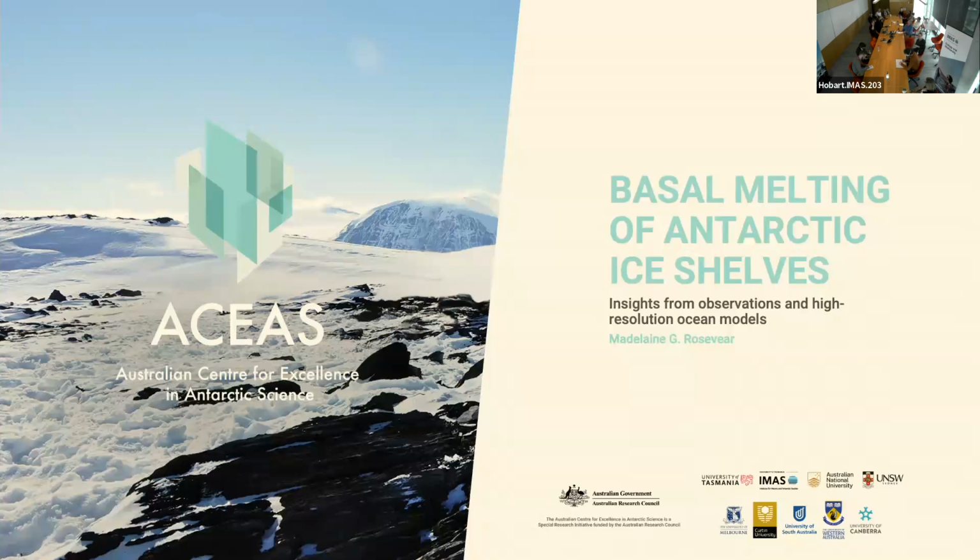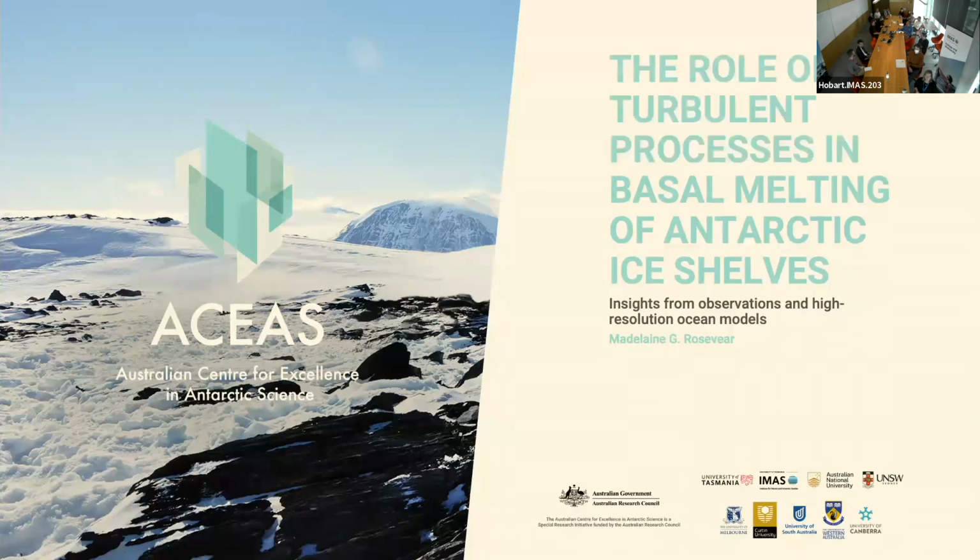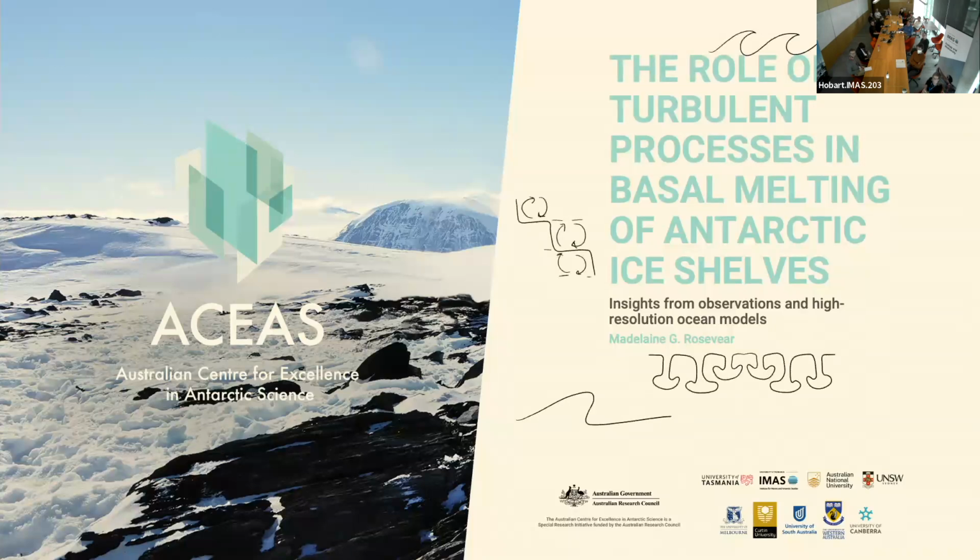So today I'm going to be talking about basal melting of Antarctic ice shelves. So this is sort of an ocean-driven process. So I'm going to start by showing you what makes the ocean beneath an ice shelf interesting and unique, and then I'm going to cover some of my own work on the processes controlling basal melting. So fundamentally, these are turbulent processes, but I was smart enough not to put that into the title and scare everyone away. But yes, so hopefully there's something easy for everyone.